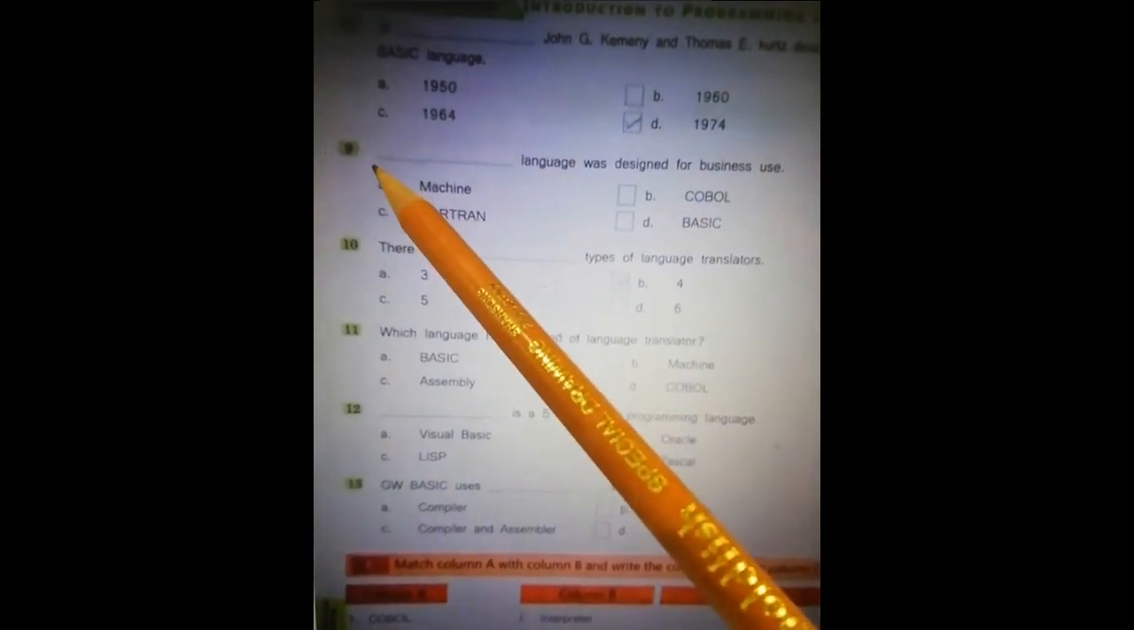Number 8. In dash, John G. Kemeny and Thomas E. Kurtz designed the original basic language. The correct option is C. 1964. Number 9. Dash language was designed for business use: machine language, COBOL, Fortran, Basic. The correct option is B. COBOL. COBOL language was designed for only business use.